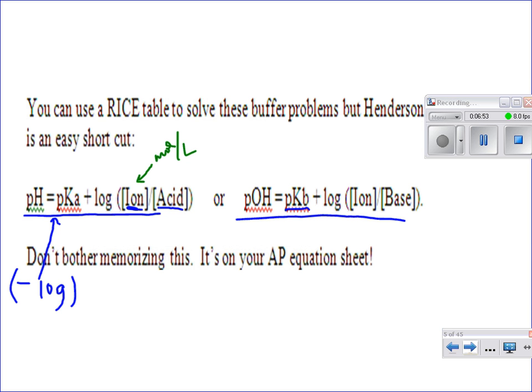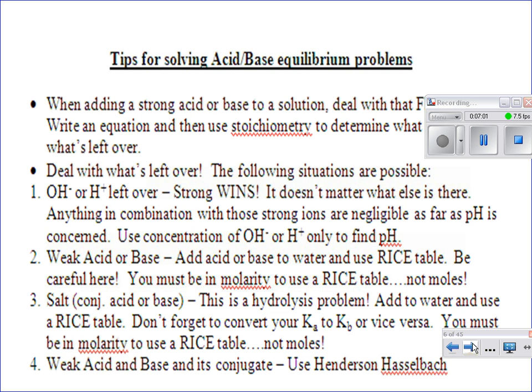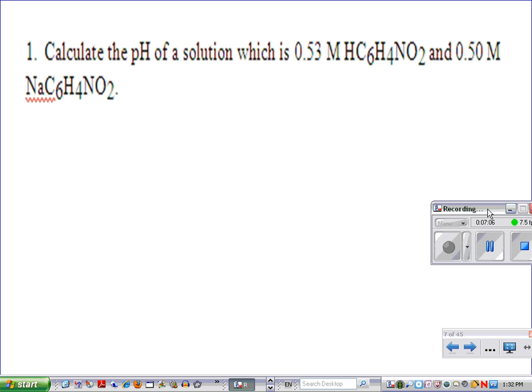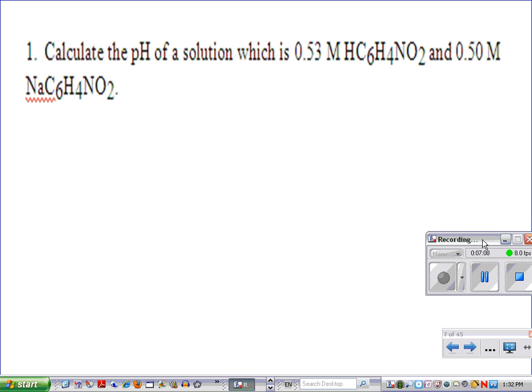So what I want to do is just jump in to do some simple solving problems. Let's go to number 1. We're going to get back to the tips for solving acid-base shortly. Number 1, calculate the pH of a solution which is 0.53 molar H-some crazy acid, plus 0.5 molar sodium salt of that acid. So do you see how one is an acid and one is the salt that contains the conjugate of that acid? And we don't know the name of that acid. It's some crazy organic acid, so it's always going to be weak, right? So we have a weak acid and its conjugate base listed.